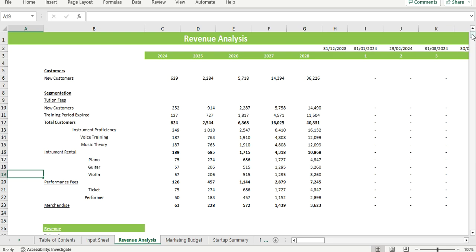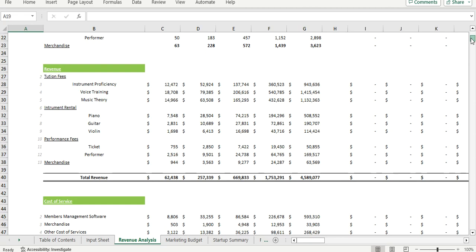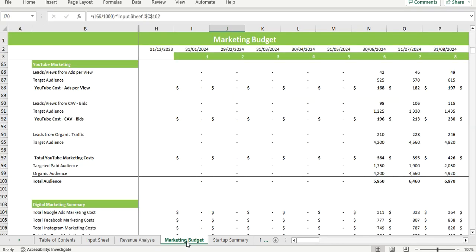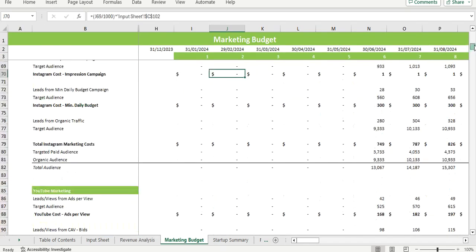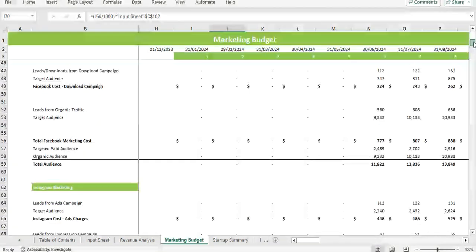Moving on to the revenue analysis, here we calculate the total number of customers. Then we calculate the segmentation, where we divide the total number of customers into our different revenue streams. Then we have the total amount of revenue calculated and the total cost of service calculated. Then we have the marketing budget, which shows us how much of our money we are spending on leads from different sources such as Google ads, Facebook ads, Instagram, and YouTube marketing.